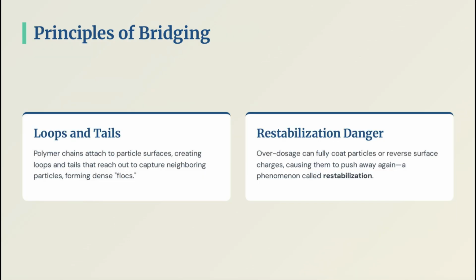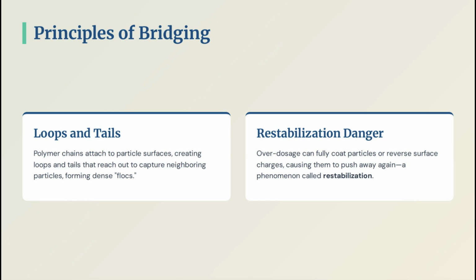The core principle behind bridging flocculation is that specific segments of the polymer chain attach irreversibly or quasi-irreversibly to the particle surfaces, creating extended loops and tails. These loops and tails reach out to capture neighboring particles. However, a critical boundary exists.